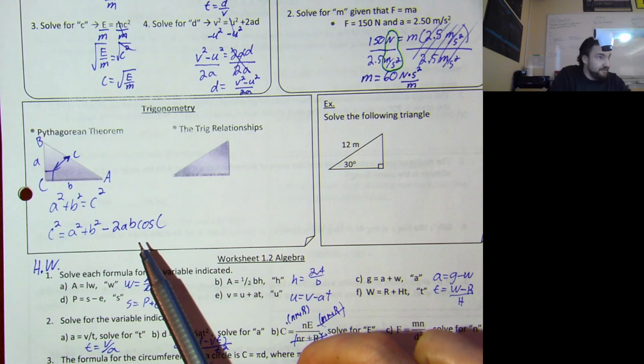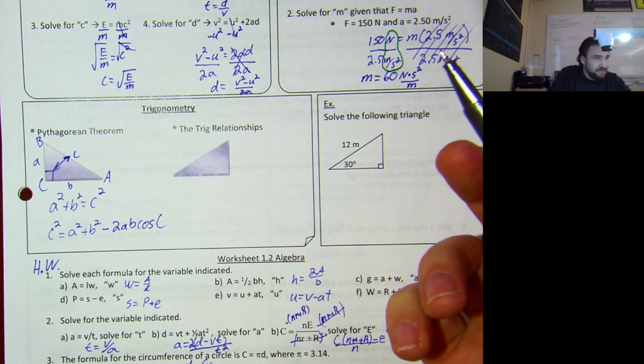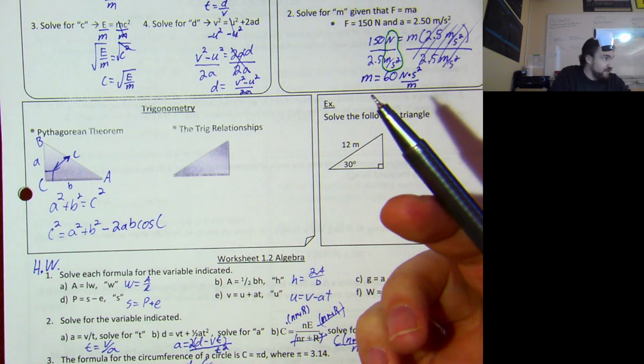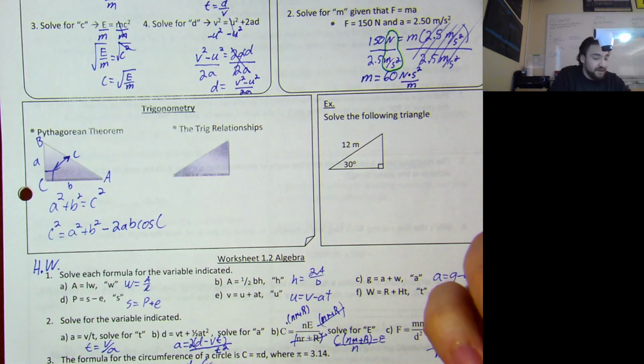Does anyone ever put that in your calculator? Did you do that when you did trig last year, grade 10? Have you ever done that before? Grab your calculators if you got one. What's cos of 90?